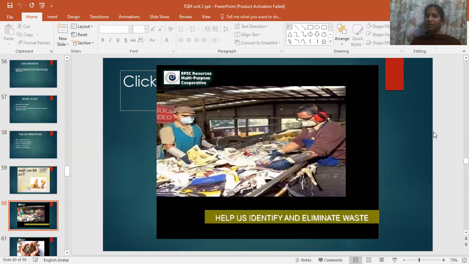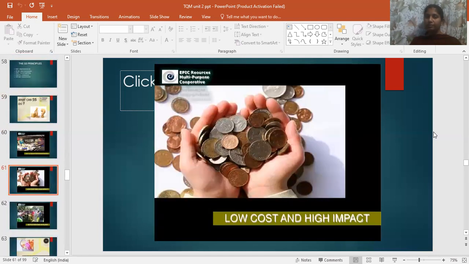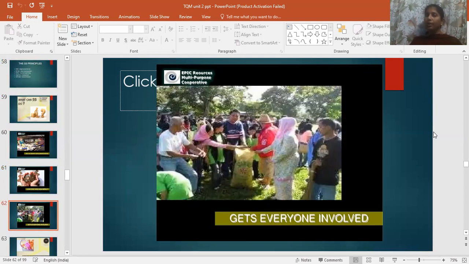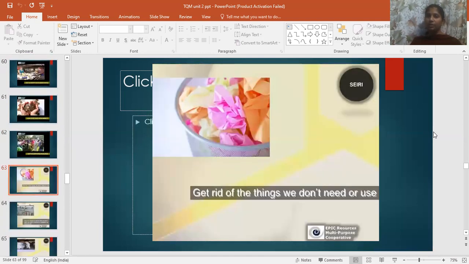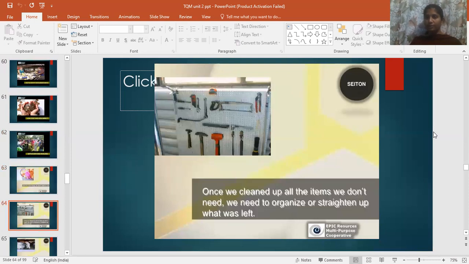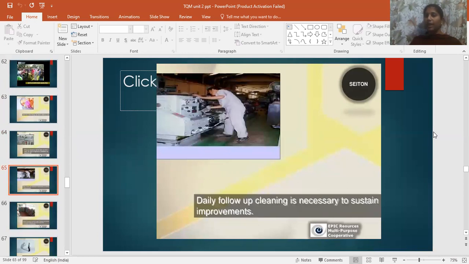Here we can see the picture first, which helps us to identify and eliminate waste, which is sorting out. All these 5S create low cost and high impact. This 5S concept makes everyone involved. Then what is the second S? Get rid of things we do not need or use. Then Seiton: once we have cleaned up all the items we don't need, we need to organize or straighten up what was left. Daily cleaning is necessary to sustain improvement.